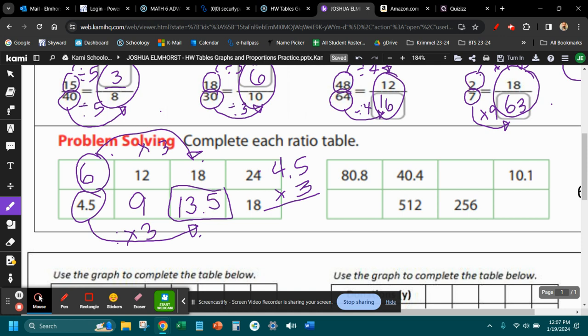So I believe we're going to end up with a decimal on that. We're going to have 13.5. Okay, moving over to the next one. How do you go from 40.4 to 80.8? Times 2. So we use that factor down below and multiply by 2.